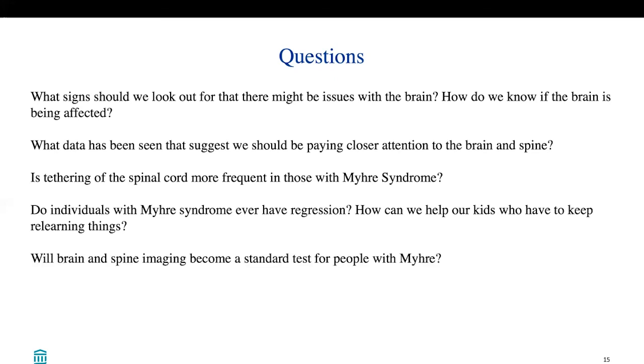Will brain and spine imaging become a standard test for people with Myhre? So we are very close to making that recommendation. The ideal way is to determine guidelines by using evidence, and we're almost there. As of right now, it'd be easier to recommend brain imaging over spine, and thus we are very close to making a recommendation for brain MRI. Whether that will include spine imaging as well will depend upon the conclusion of this study.